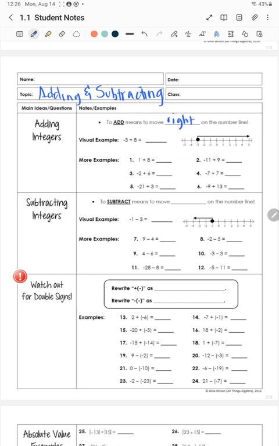So to add means to move to the right. Okay? So if we move to a visual example, starting at negative 3, if we need to go plus 8, we'll count how many steps it takes to get there. 1, 2, 3, 4, 5, 6, 7, 8. It's 8 steps to get there, right? From negative 3, we go plus 8, or move to the right 8. And what number do we get to when we land after we move 8 steps? It's 5.